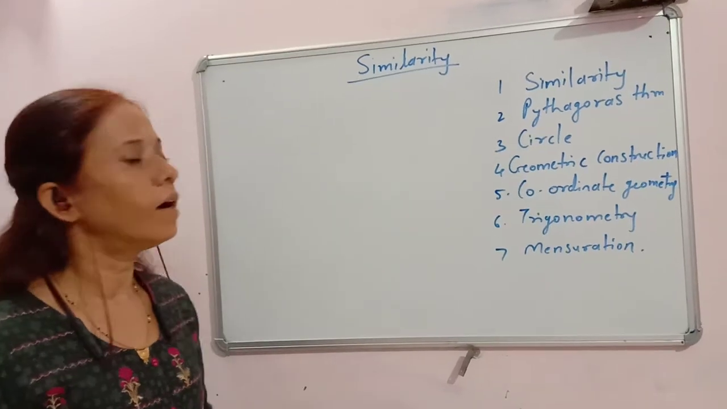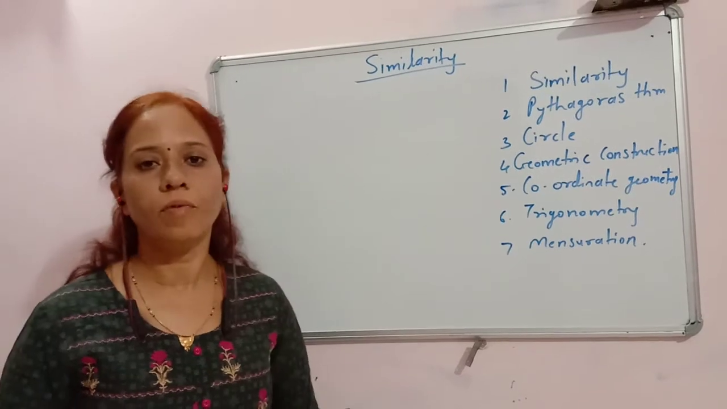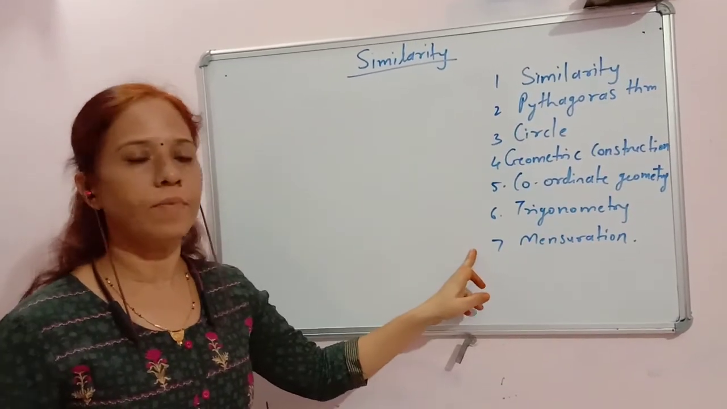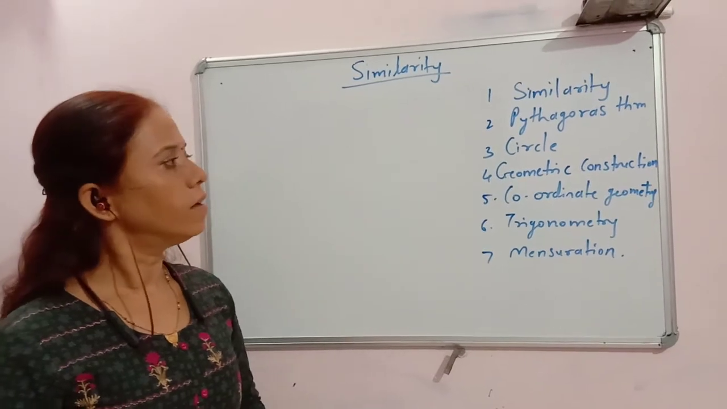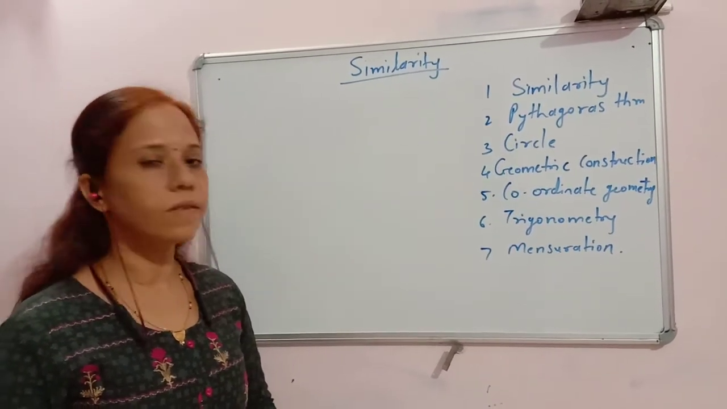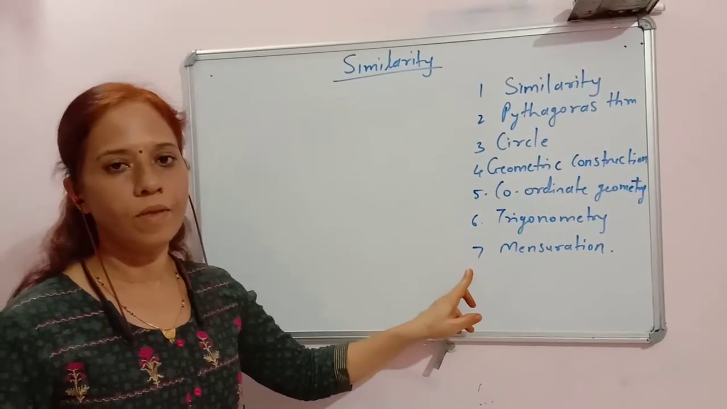Students, today we are going to start part 2 of maths. In that we are going to study 7 chapters. They are similarity, Pythagoras theorem, the third chapter is circle, geometry construction, coordinate geometry, trigonometry, and mensuration.